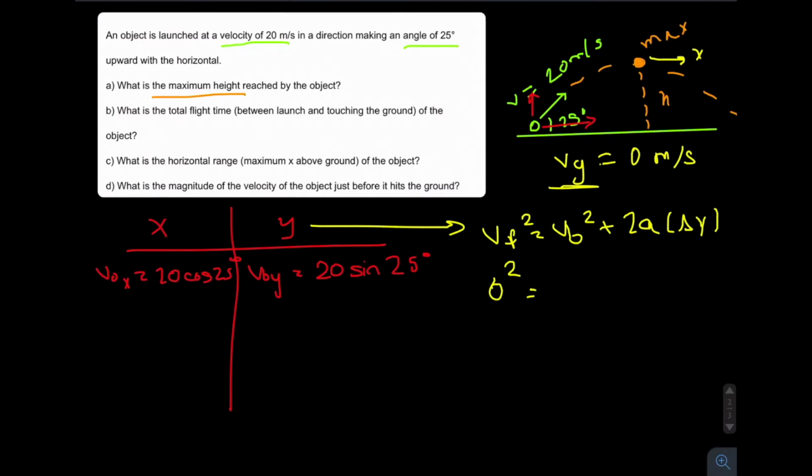Now V initial, which is 20 times sine 25, and if we were to use a calculator and find that out, it would be 8.45 meters per second. And now we know acceleration in the y direction is gravity, so it's going to be 2g delta y. Now we're just trying to solve for delta y, because that is at the max height.